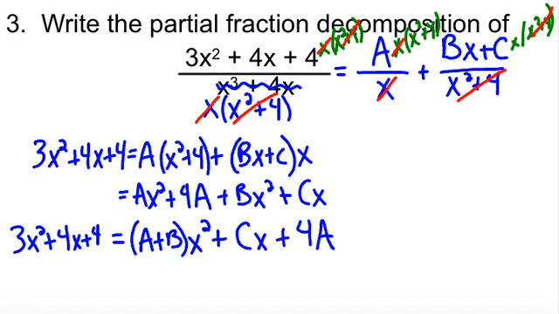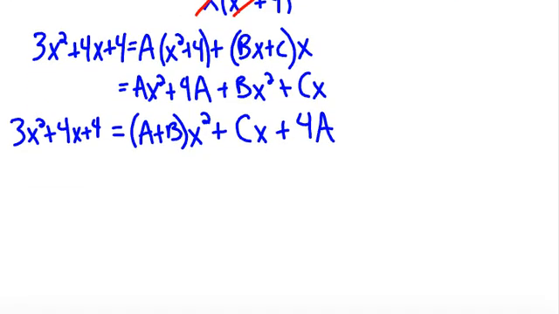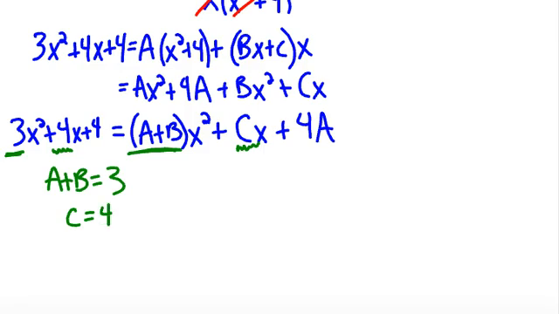So now I'm going to drop down this left-hand side, and we can take a look at these things and find out some pretty nice information. Notice the coefficient with x squared is 3. And this coefficient is A plus B. So that means that A plus B is equal to 3. Also, the coefficient with x is 4, and the coefficient with x over here is C, which means that C equals 4. And finally, we have a constant of 4. Over here, our constant is 4A, so we know that 4A equals 4.